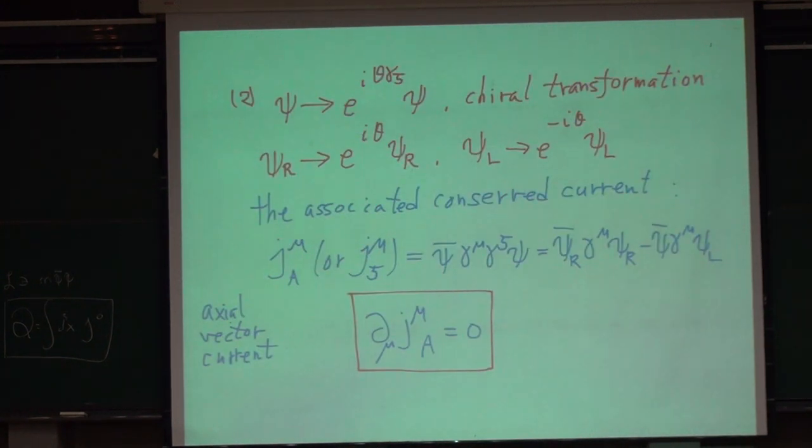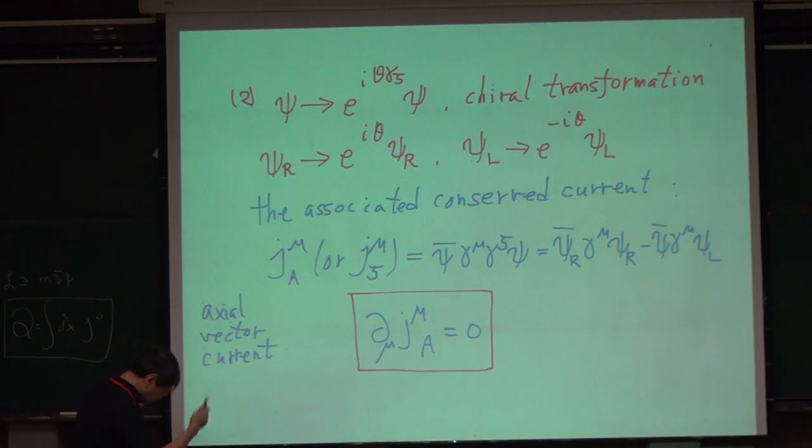The second symmetry, where things become interesting, is the so-called invariance under chiral transformation. This refers to the fact that when you transform psi into psi prime equal to e to the i theta gamma five psi, the Lagrangian L goes to L prime equal to L again.